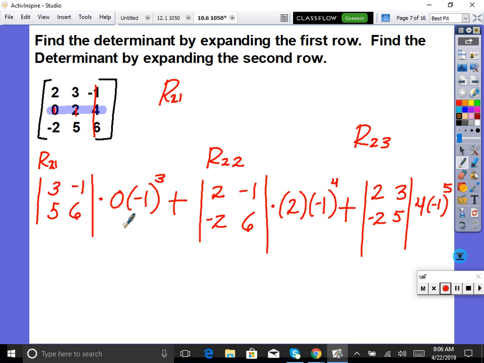So it's smart to choose zeros. It's smart to choose as many zeros as you can see. So anyways, you choose the row or column with zeros in it, because then boom, that's gone. No calculations needed, because 0 times anything is 0. Now this one we do need to calculate.